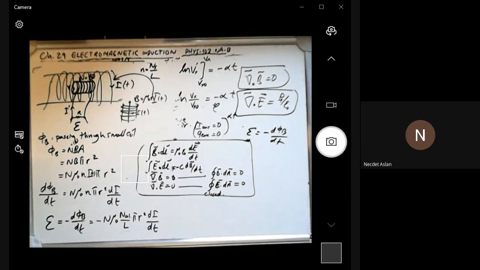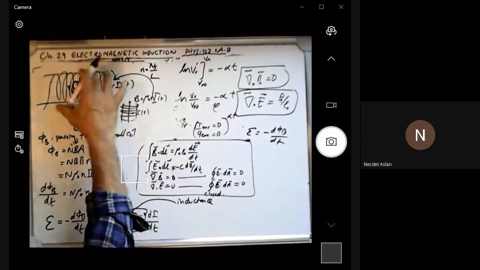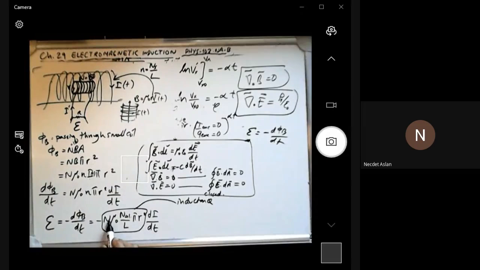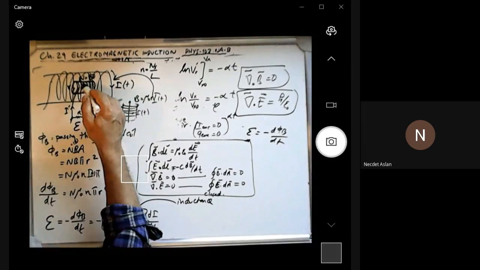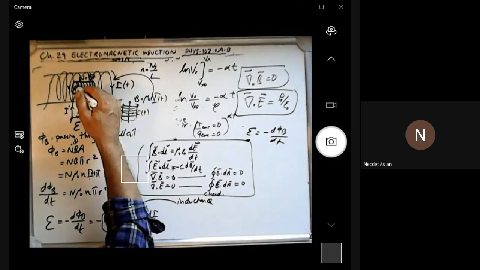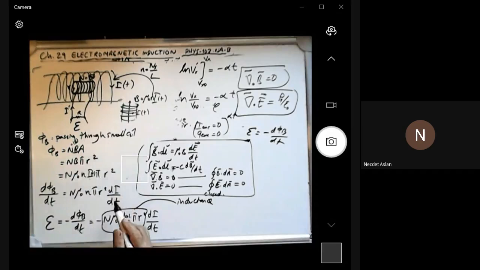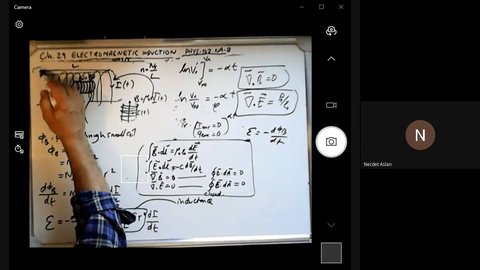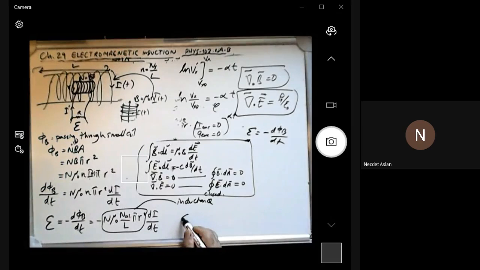Now, believe me, this is called inductance. Inductance of the system together. So this inductance includes the number of windings in the outer solenoid, the number of windings in the inner small solenoid, the radius, the cross-section area of this thing, and also the length of this solenoid, which happens to be L here. So now it's equal to minus L di over dt. This is the basics of coils.